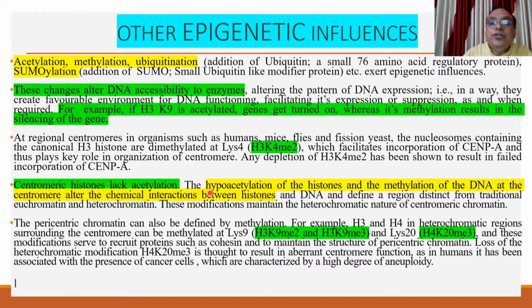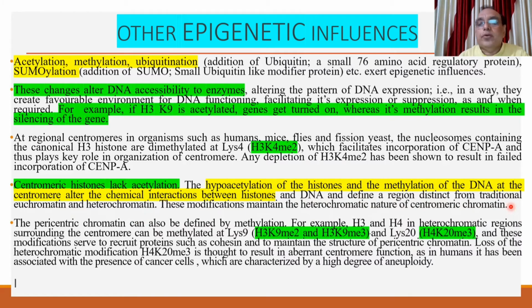That is, these genes are not expressed in a big way. The hypoacetylation of histones and methylation of DNA at the centromere alter the chemical interaction between histone and DNA and define a region distinct from traditional euchromatin and heterochromatin. These modifications maintain a heterochromatic nature of centromeric chromatin. So centromeric chromatin remains tightly bound to the DNA, and it is the heterochromatin which remains tightly bound and is not expressed. Heterochromatin may be facultative or constitutive.